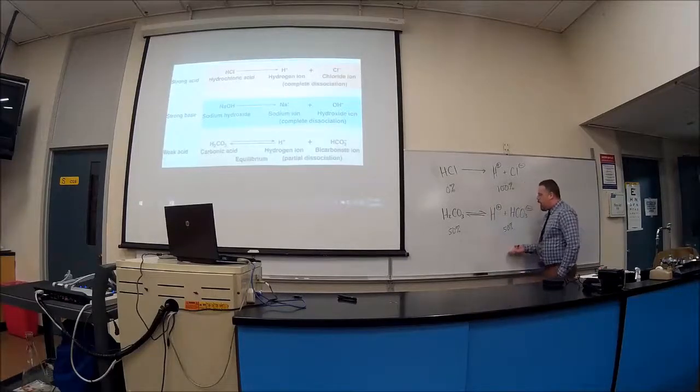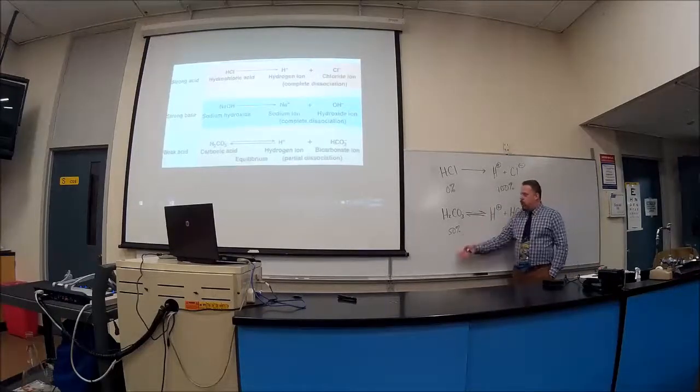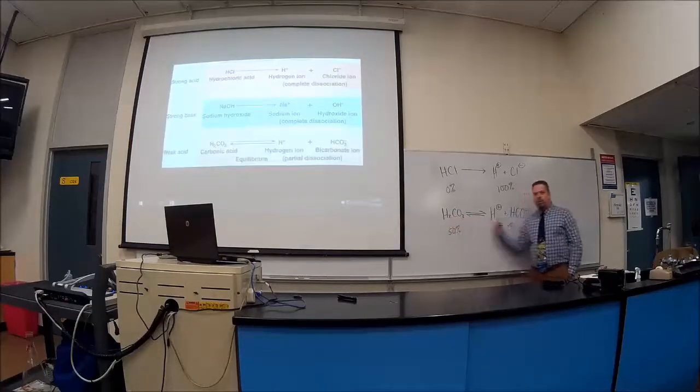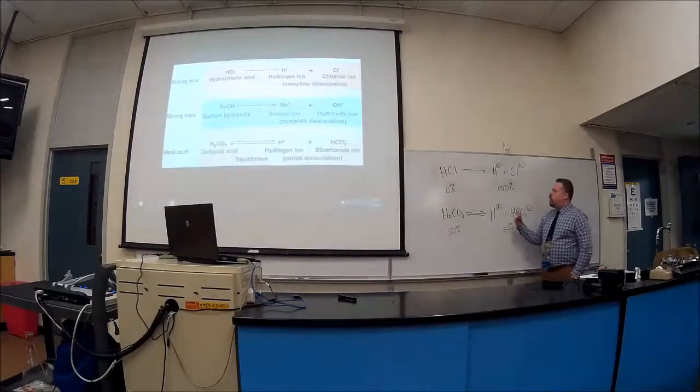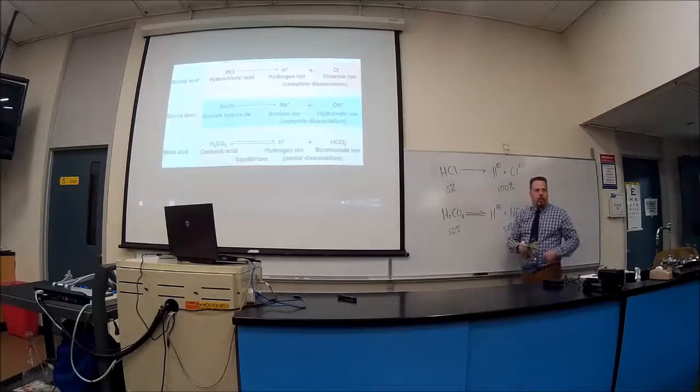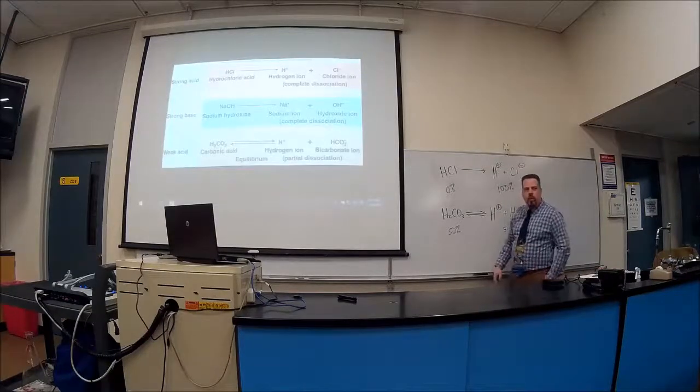So if you put more hydrogens here, it goes this way. You put more acid over here, meaning more carbonic acid, it'll go this way. If you put more hydrochloric acid over here, it's going to go here. You won't have any hydrochloric acid in it. Does that make sense? You see the difference between a strong acid and a weak acid?